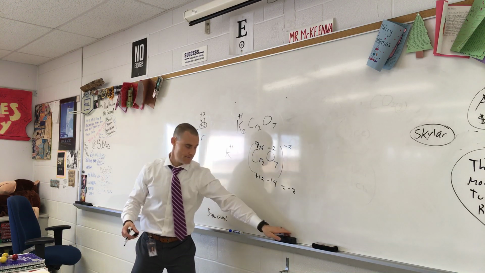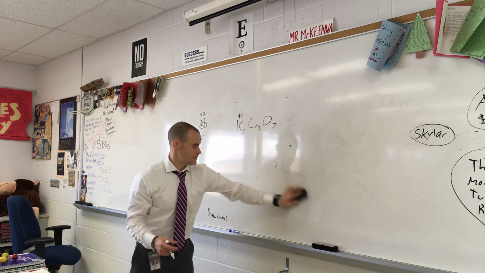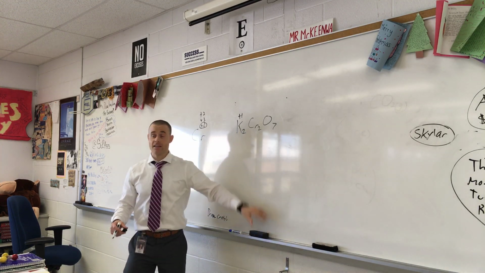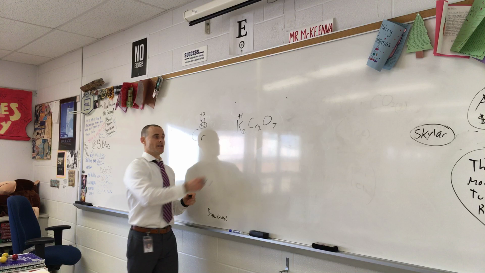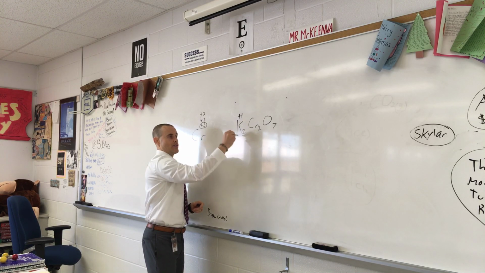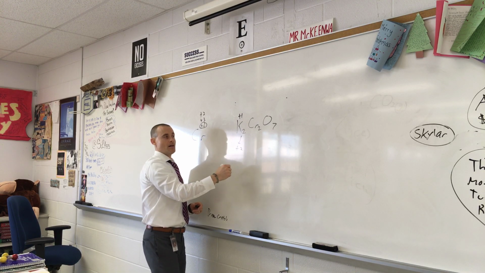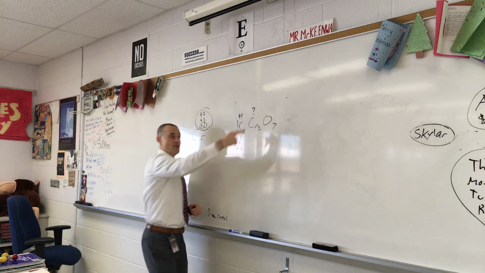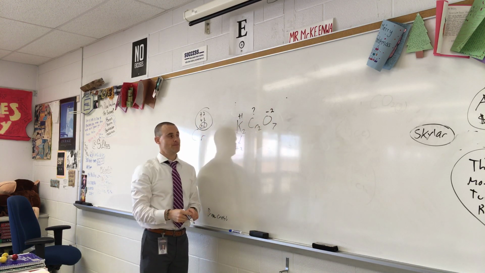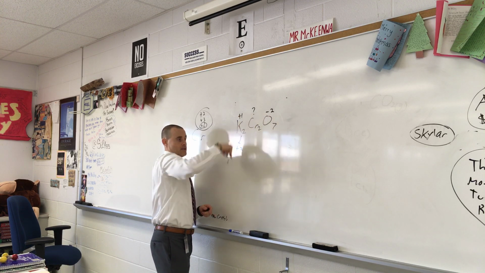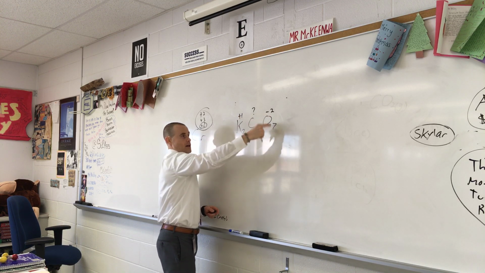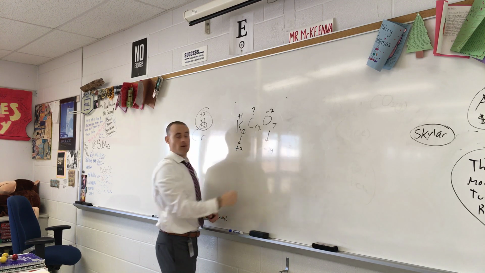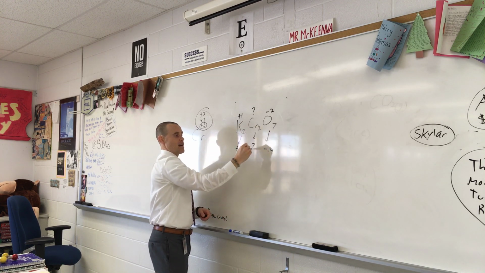Now, if you don't like that, forget it. I think this is harder, but you can do it this way. You can say, all right, K is plus 1, so that's a plus 2. I don't know what Cr is because there's 3 options. I do know O must be minus 2. So I can say, all right, this is plus 2. 2 and 1 is 2. 7 and minus 2, that's negative 14. So what does this have to be?